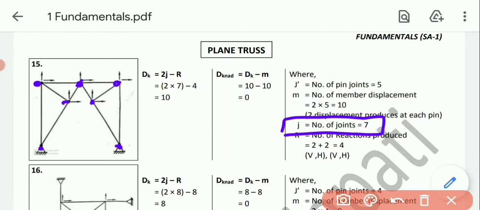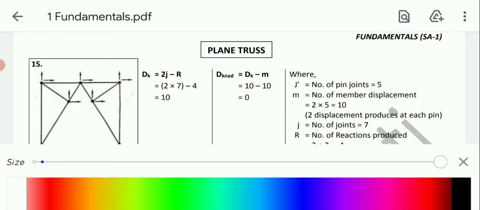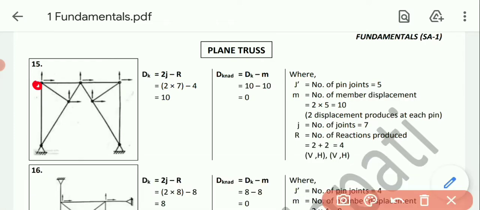Then, talking about pin joints, these are our pin joints, 1, 2, 3, 4, 5. These are also included in the number of joints. The number of joints was 7, and in those 7 joints, these 5 pin joints were also there. So J dash, the number of pin joints, is 5.